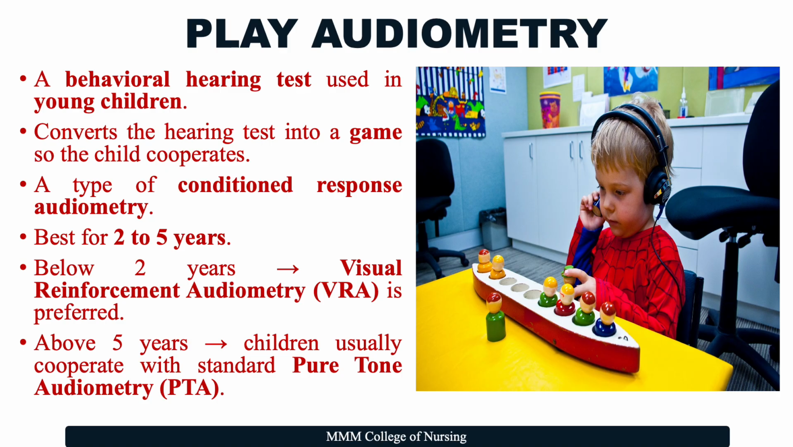The procedure involves the child being seated with headphones. The audiologist demonstrates the task, for example: when you hear the beep, put the block in the box. Frequencies and intensities are presented. Each correct response is rewarded or encouraged, and the thresholds are recorded and plotted on an audiogram. This method is best for children of age group of 2 to 5 years. For below 2 years, visual reinforcement audiometry is preferred, and above 5 years, children usually cooperate with standard PTA, that is pure tone audiometry.